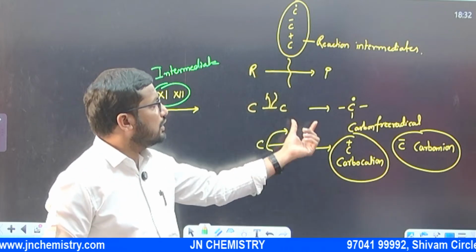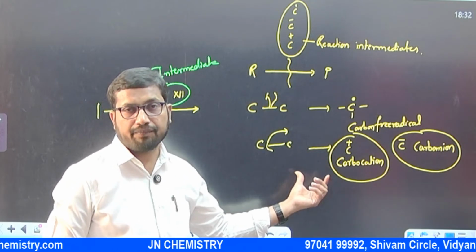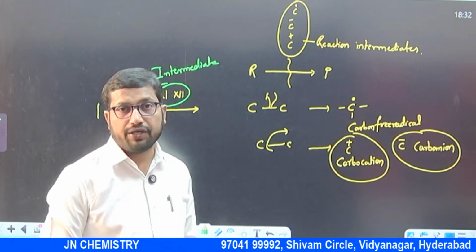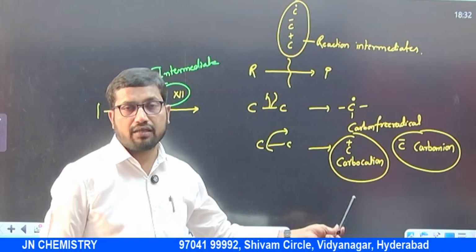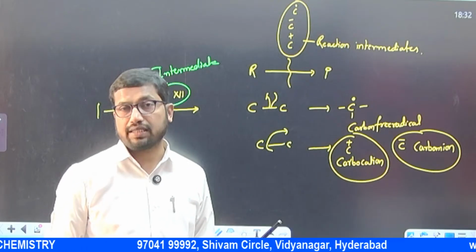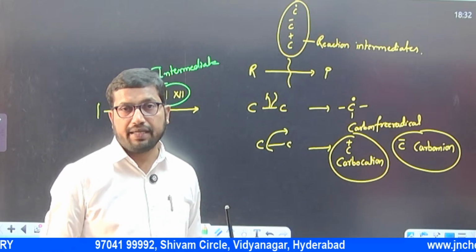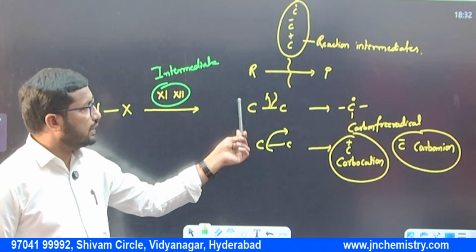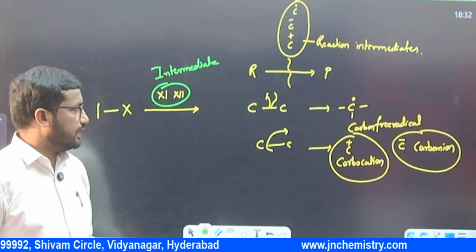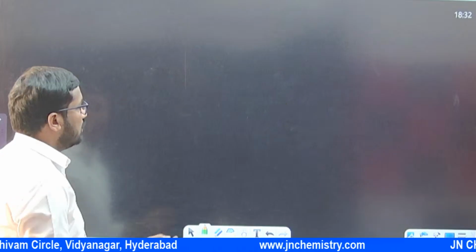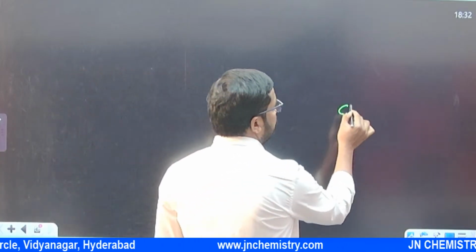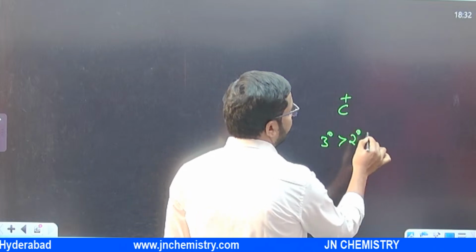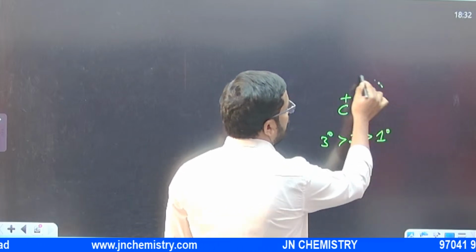So in the total organic chemistry, the reaction intermediates are very important. The important ones are carbocation, carbanion, carbon free radical, and carbenes. I'll discuss the carbenes also. Generally these are called reaction intermediates. I'll explain carbocation: 3 degree is more stable than 2 degree, then 1 degree.